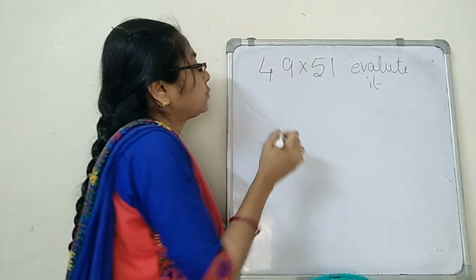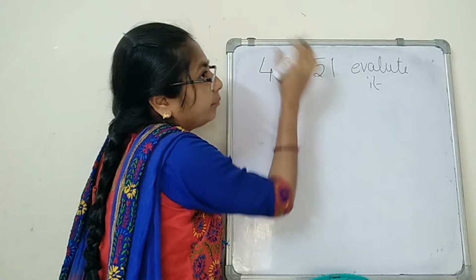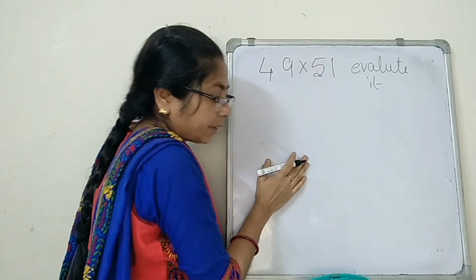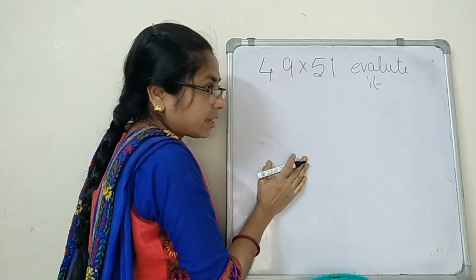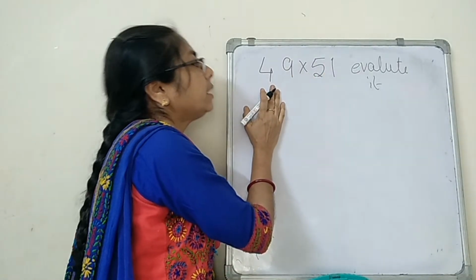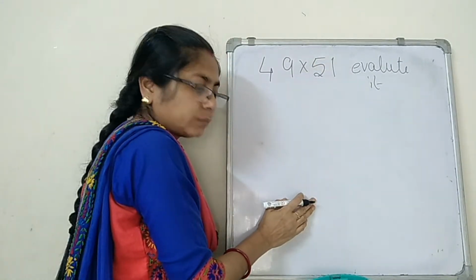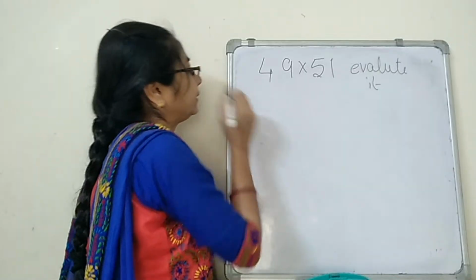How can I do this one? It is AB form. 49, 51. Middle number is 50. Okay? Middle number is 50. If 50 minus 1, we can get 49. 50 plus 1, we can get 51. Okay? So, we can write in this way.